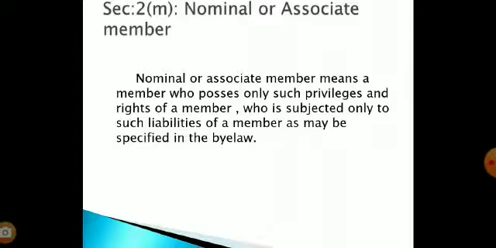Usually the nominal or associate member shall have no right to attend the general body, and no right to vote in the affairs of the society. Here nominal or associate member means a member who possesses only such privileges and rights of a member and who is subject to only such liabilities as may be specified in the bylaw. Okay.